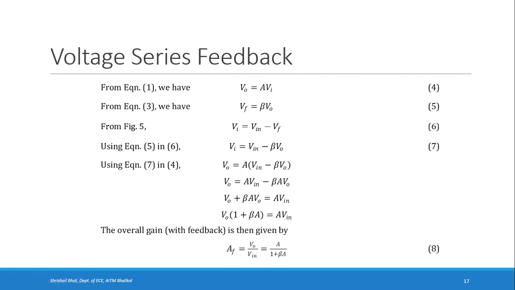Now, we know that V naught by Vin is equal to the gain with feedback, right? V naught by Vin is nothing but the gain with feedback AF, and that will be equal to A divided by 1 plus beta A. So this is the expression for the gain with feedback.